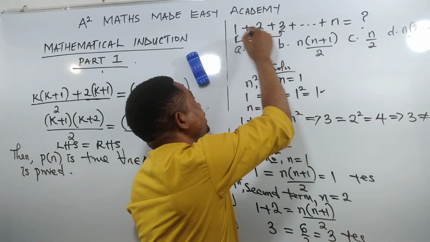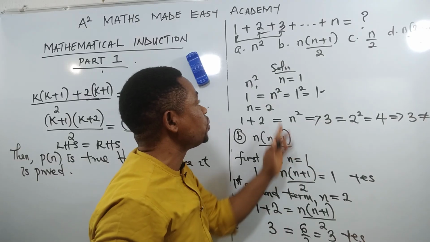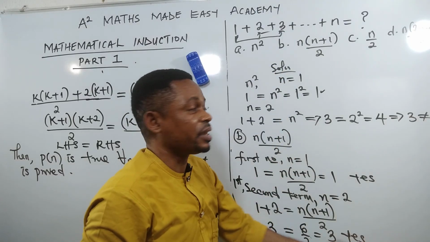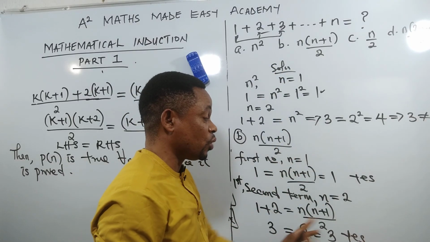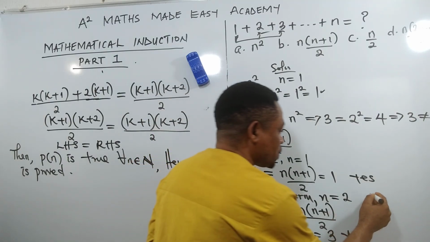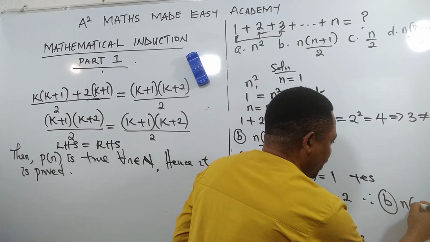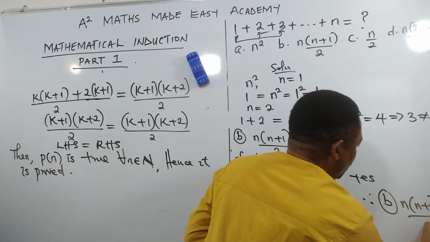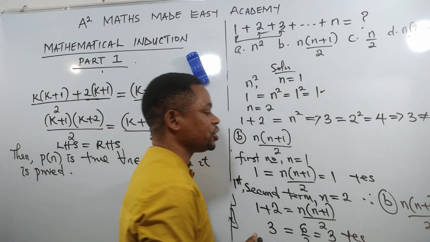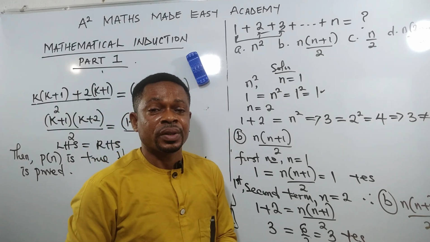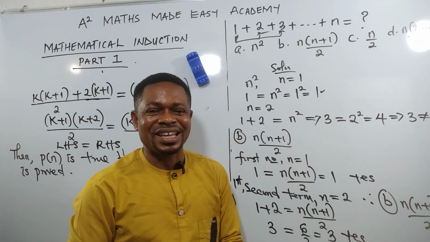If I want to try when n is 3, I will add from 1 to 3 and use option B with n equal to 3. You must still get what is on the left equal to what is on the right. Therefore, the correct option is option B, which is n bracket n plus 1 all over 2. That is how to solve it if it is in objective form. See you in my next video. Thank you very much.